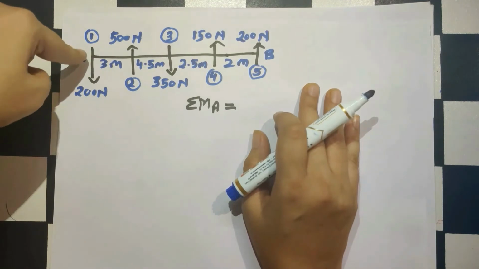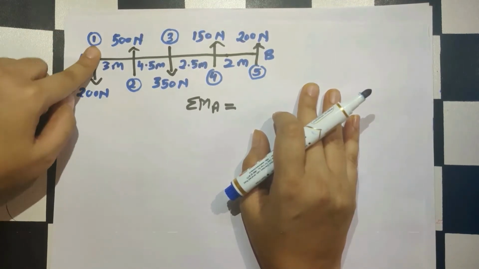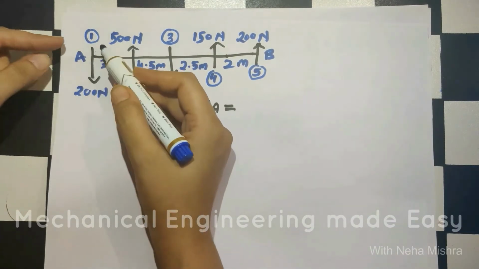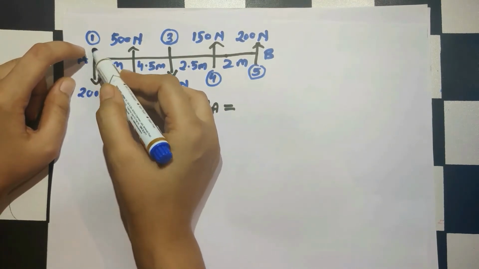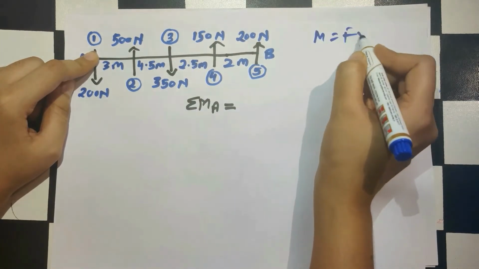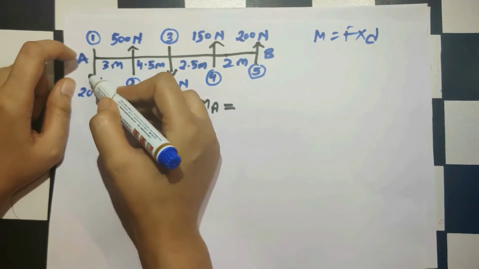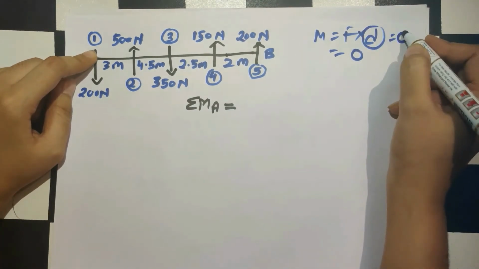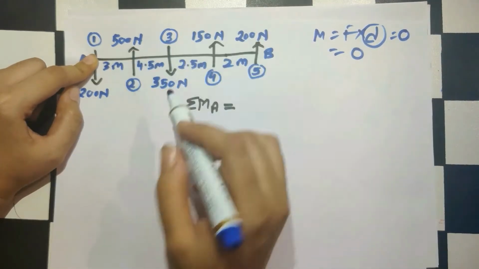See, we have to take the moment about point A, so just place your finger on this point A. Now, since this first force is passing through the same point, there is no distance between this point and this force. So the moment we know is force into distance, but in this case there is no distance between this point and this force, so this will be equal to 0 because the distance is 0. So this force will have no moment at point A. Now we will start with the second force.